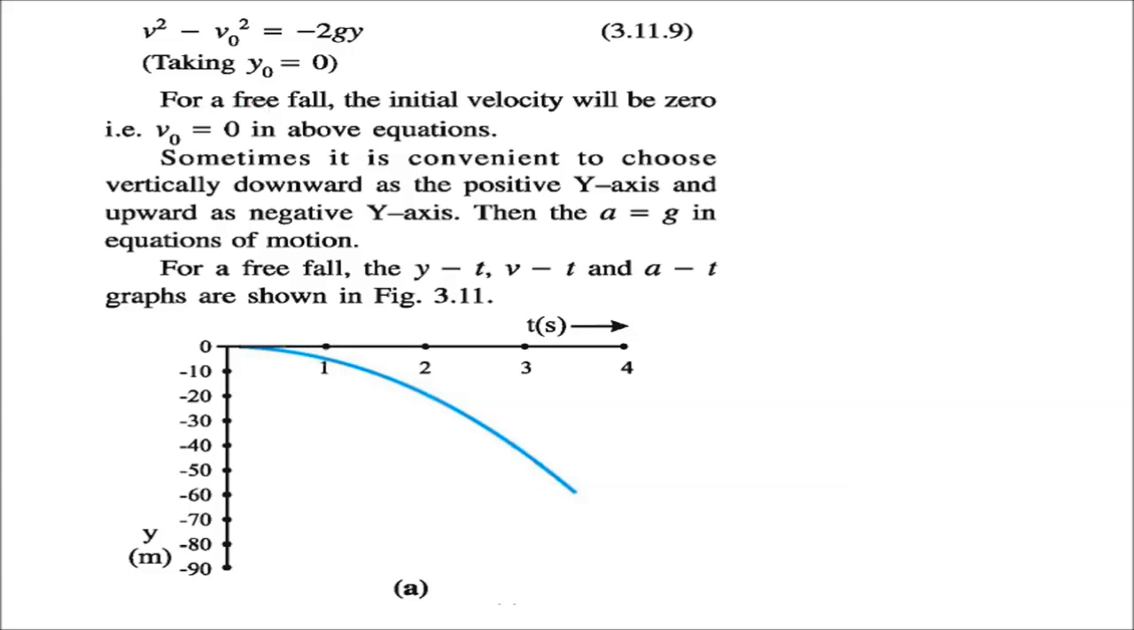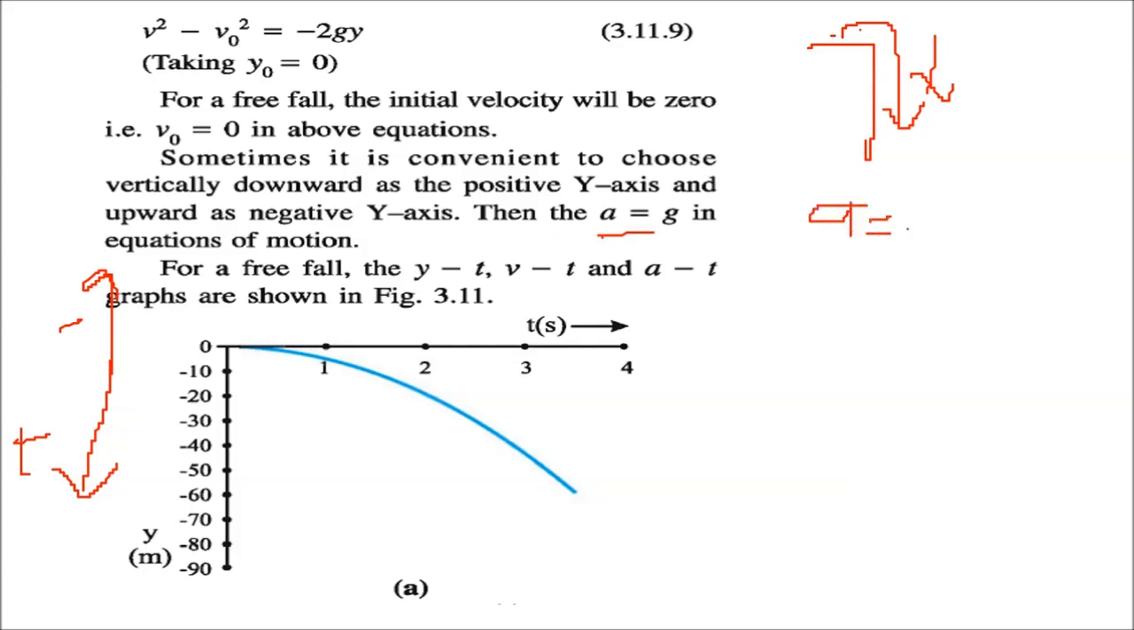If we talk about free fall, the initial velocity will be 0, because if you are on a tower and you are throwing something, and the initial velocity is 0, then of course it is going to get some velocity, some acceleration because of gravity. So it is always convenient to choose the vertically downward as the y-axis, with upward as negative and downward as positive. Then we get a equal to g. We don't have to put a equal to minus g then.